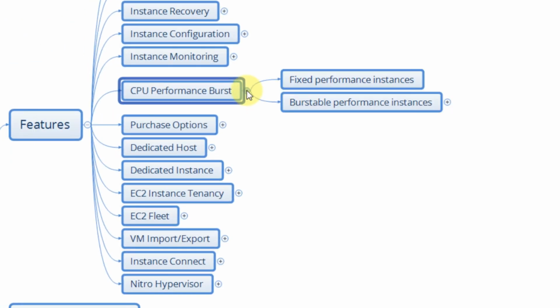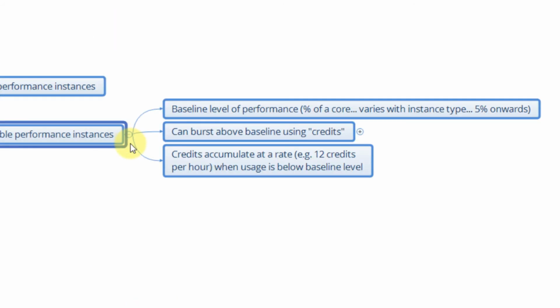Now, CPU performance burst, certain instance types provide this feature. So most instance types are fixed performance instances, but some types are burstable performance. And what that means is that these instance types have a baseline level of performance, and that's a percentage of a core, and that percentage varies. Well, let's say it's 5% or 20% or whatever.